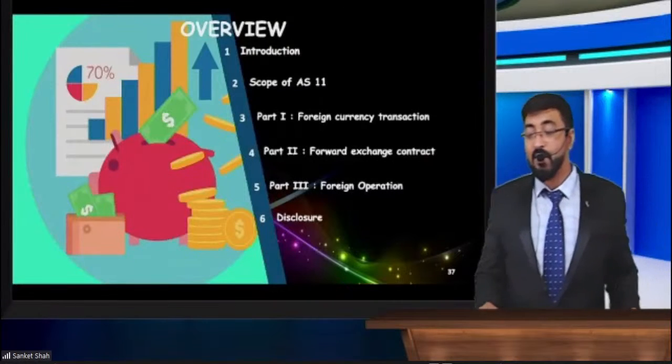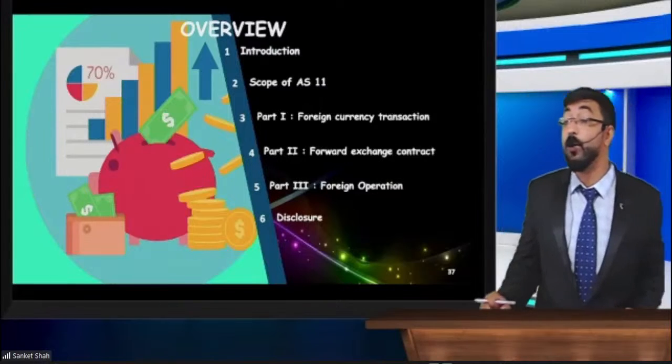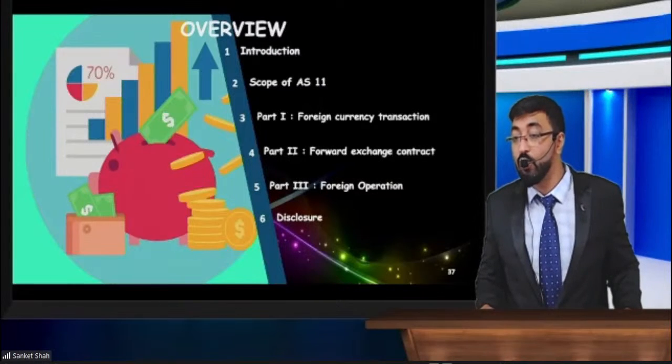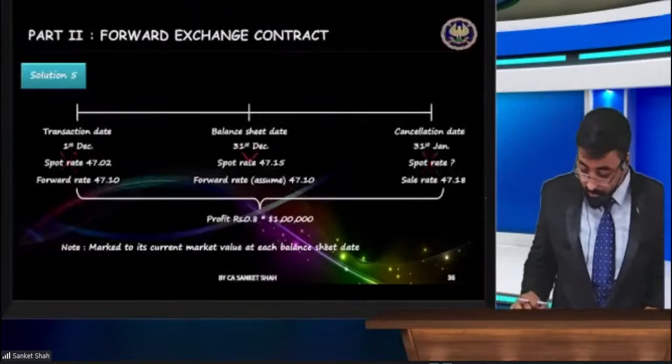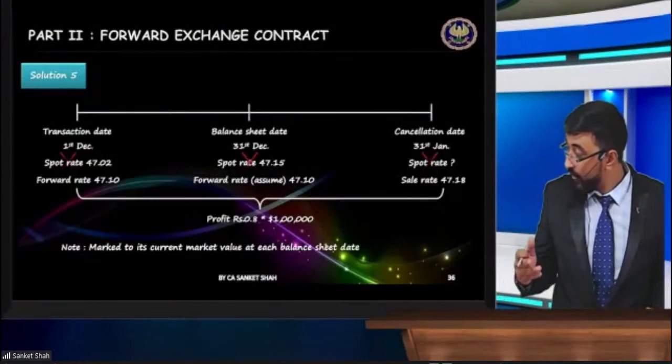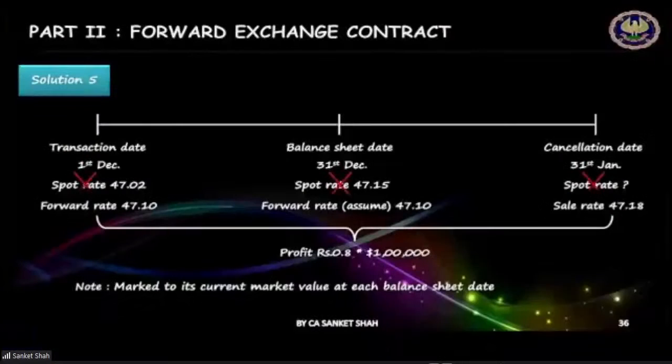Last part of the standard, foreign operations. This is also important in branch accounting. Remember. Have you written this? Better write it. So write down solution number 5 fast. Solution number 5, you have 2 minutes.